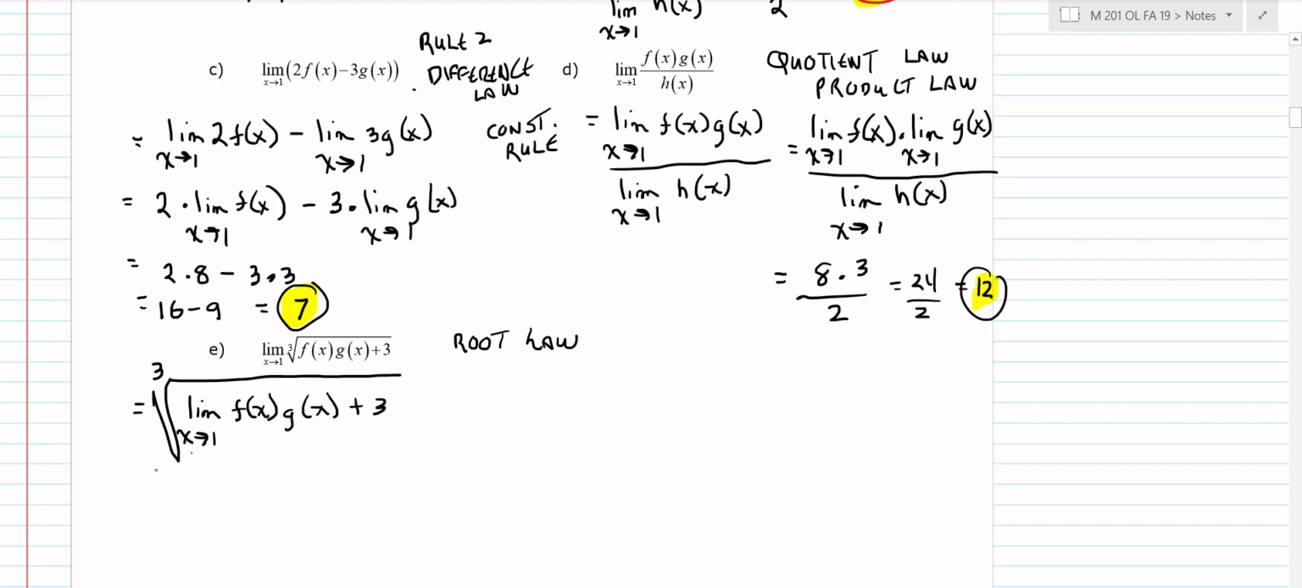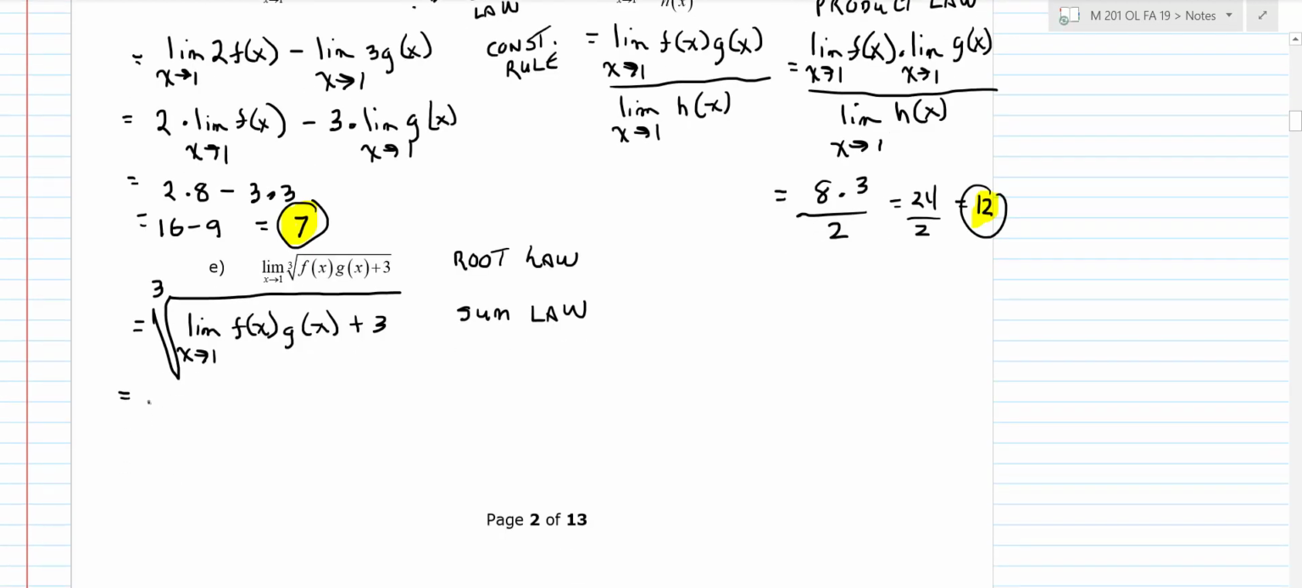All right? Underneath that, we're going to need to use the sum law, since we have a sum of two functions. So again, we're going to do the limit like this: limit of the first function, f of x, g of x, as x goes to 1, and then plus the limit of 3, which we can figure out. I didn't give that to you because I don't have to. And then that whole entire thing comes under a third root. Okay, like that. All right.